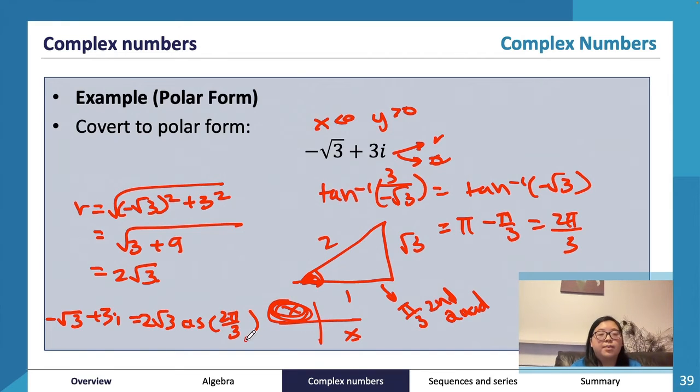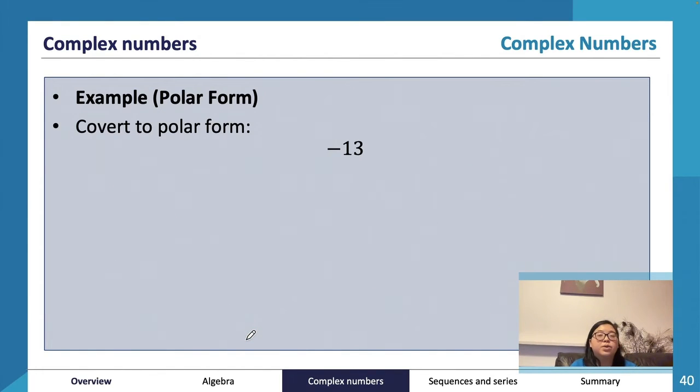Okie dokie. Amazing. Alright, so let's get moving on again. So next we want to convert negative 13. Like I said, all real numbers are complex numbers. So even if you don't have an imaginary component, you can still consider it a complex number because you're still able to convert it into the different forms. This is essentially just negative 13 plus 0i, and there's not really much difference compared to that.